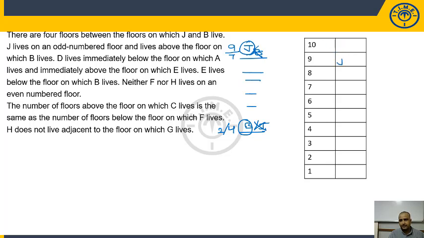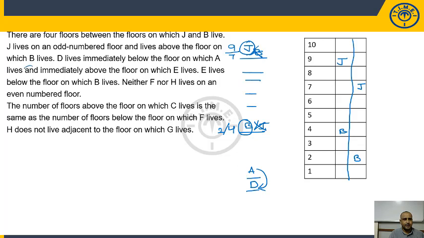J is 9, so then B will be 4th. This is one possibility. And one more possibility is J is 7, B is 2nd. Okay. Now what is given next? D lives immediately below the floor on which A lives. So D lives immediately below A.